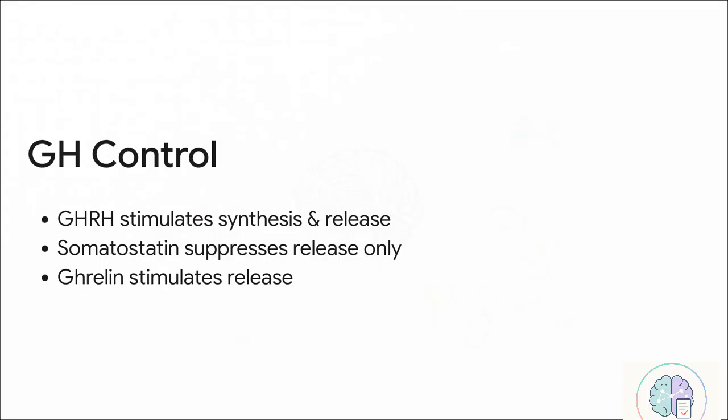Now, the control of growth hormone is a brilliant balancing act. In the hypothalamus, you have the arcuate nucleus releasing GHRH to aggressively hit the gas, stimulating secretion, synthesis, and gene transcription. But then right next door, the paraventricular nucleus uses somatostatin to hit the brake. Somatostatin suppresses release and only release. Add in hunger signals from your GI tract like ghrelin, which stimulate release, and you've got this beautifully complex loop tied right to your body's nutritional state.